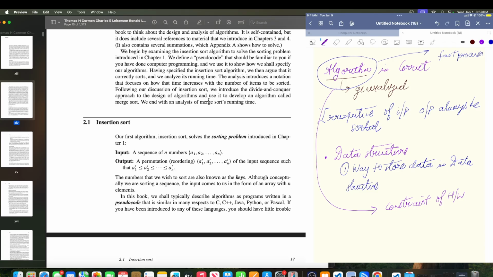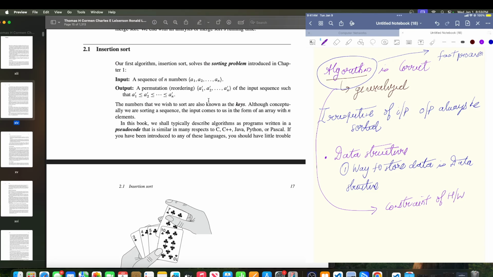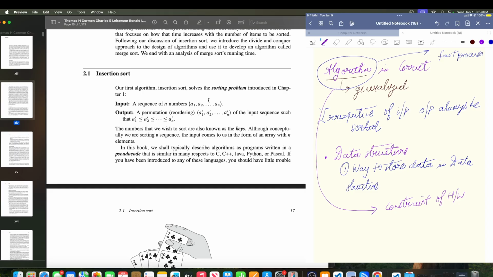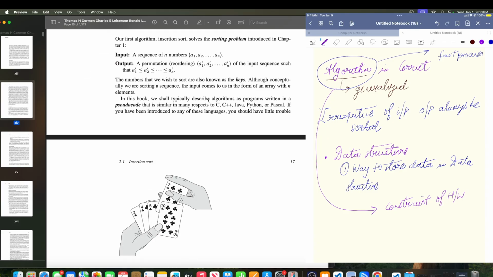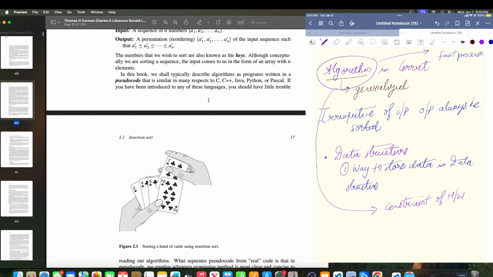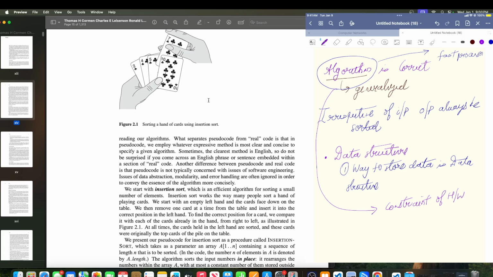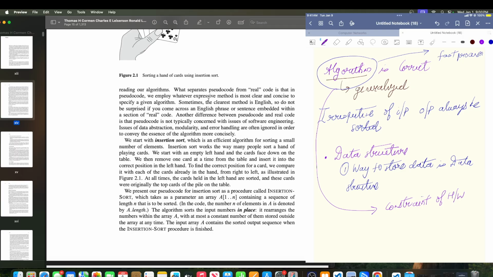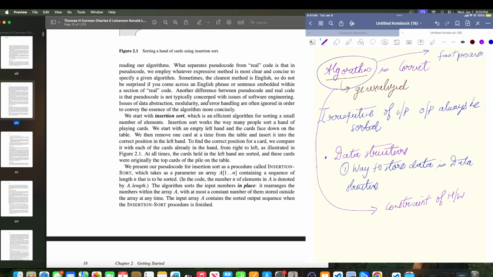insertion sort. In this book we shall typically describe algorithms written in pseudocode. If you have been introduced to any programming language, you should have little trouble reading our algorithms. What separates pseudocode from real code is that in pseudocode we employ whatever expressive method is clear and concise to specify the algorithm. Now you may be asking what is the difference between pseudocode and an algorithm?